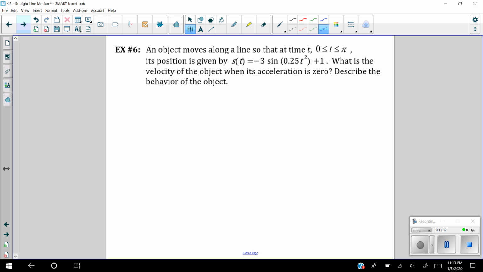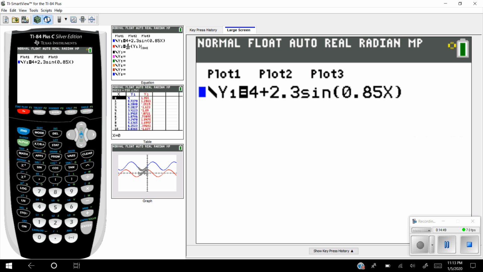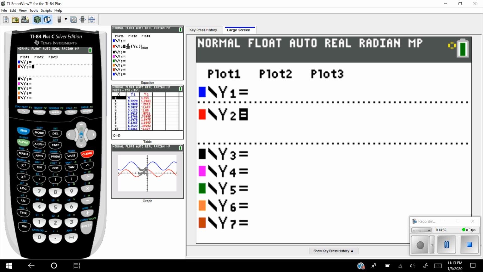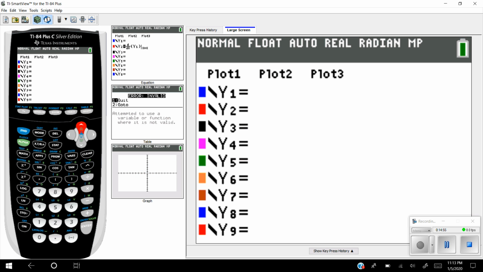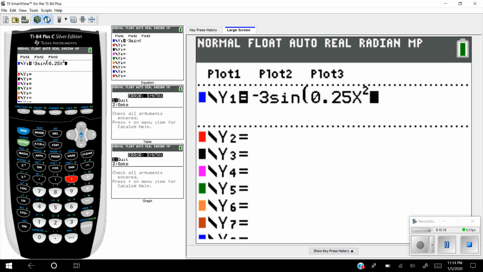Okay. So first of all, we need to figure out when the acceleration is 0. So we're going to want to know when the acceleration graph crosses the x-axis between 0 and pi. So this is going to be interesting because we have the position function and the acceleration then is the second derivative. So we're going to go to y equals, clear out the 2 that we have in there. Should still be in radians. And so let's put in this function, negative 3 sine of 0.25x squared plus 1.